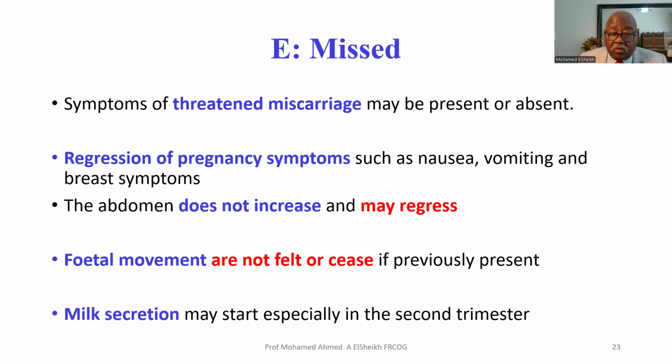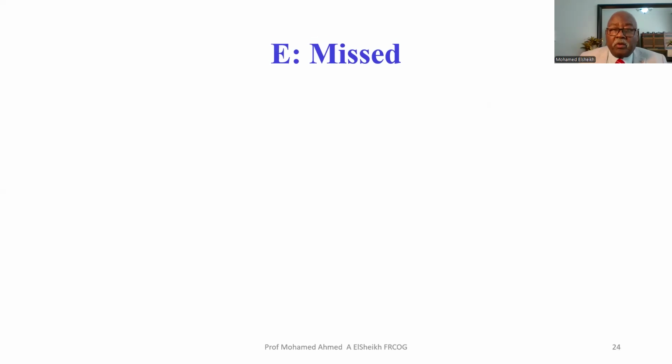Milk secretion may start, especially in the second trimester. Normally, the breast during pregnancy produces colostrum till delivery. Then after that, it changes to milk. Colostrum has its value for the first 24, 48 hours after delivery for protection of the baby from certain diseases, which you will know, and the advantage of breastfeeding over bottle feeding.